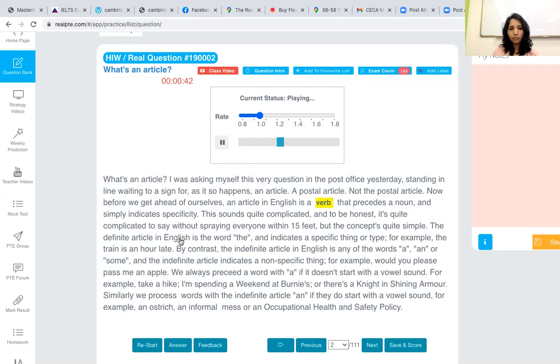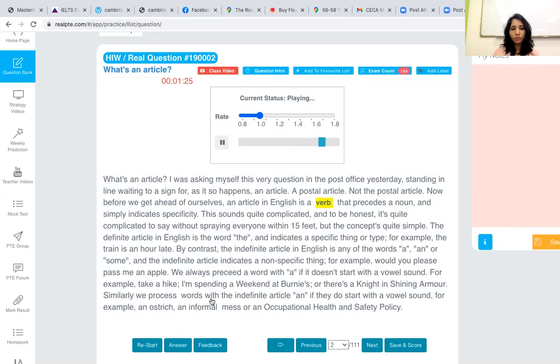The definite article in English is the word the and indicates a specific thing or type. For example, the train is an hour late. By contrast, the indefinite article in English is any of the words a, an, or some, and the indefinite article indicates a non-specific thing. For example, would you please pass me an apple? We always precede a word with a if it doesn't start with a vowel sound. For example, take a hike. I'm spending a weekend at Bernie's, or there's a knight in shining armor.